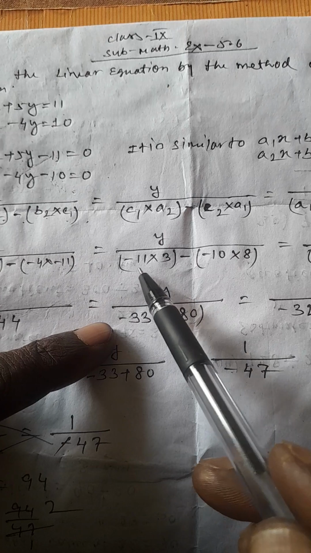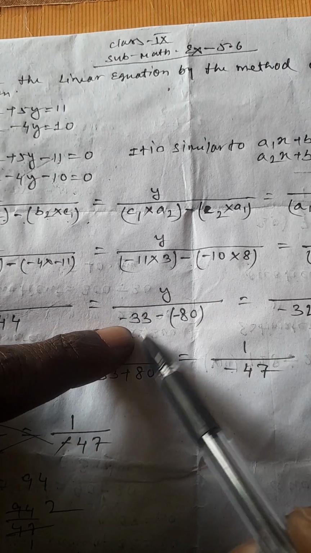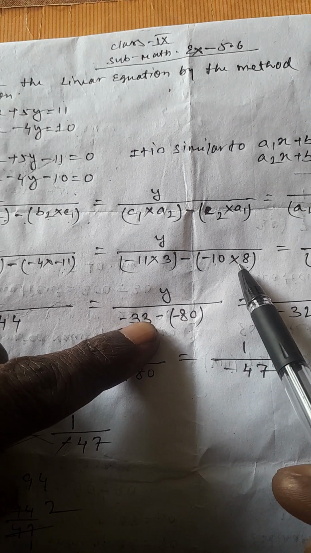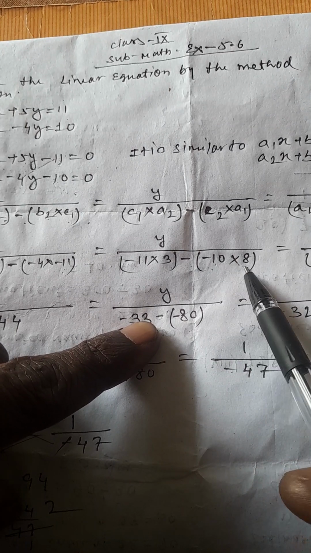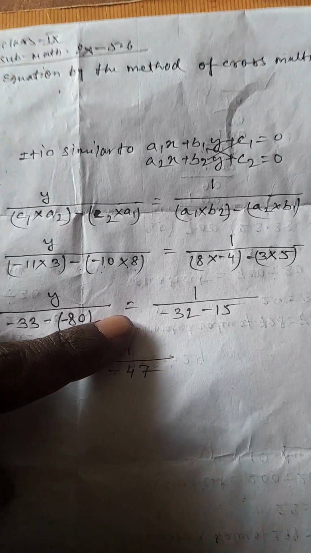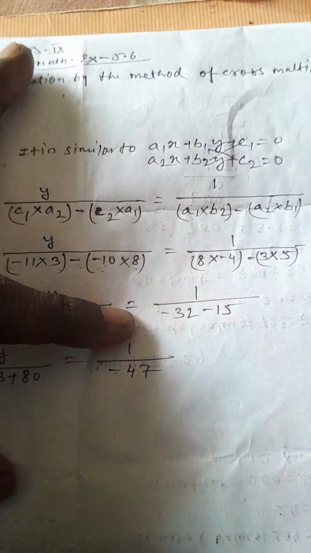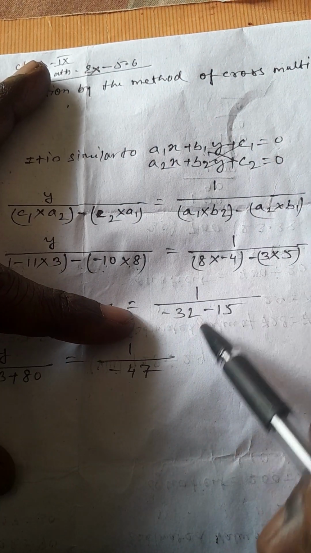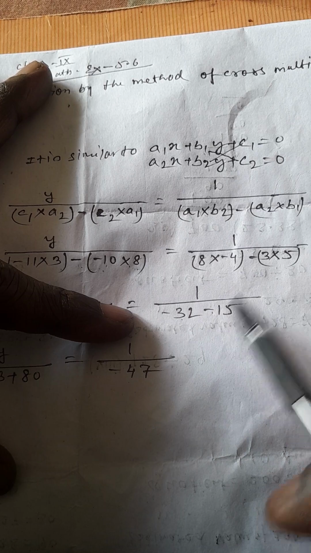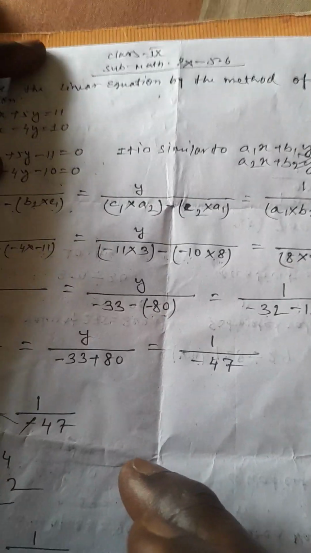This is y upon minus 11 into 3, this is 33. This is minus, put here minus, and this is minus 10 into 8, will be minus 80. Now in the same way, solve this value. So what we will get here, 8 4 ja 32, this is plus minus minus 32, this is minus, put here minus, 3 5 ja 15. Now solve the equations to get the value of x.